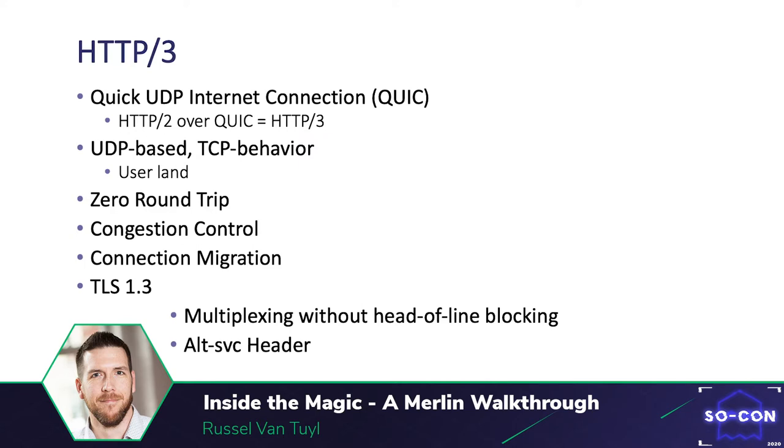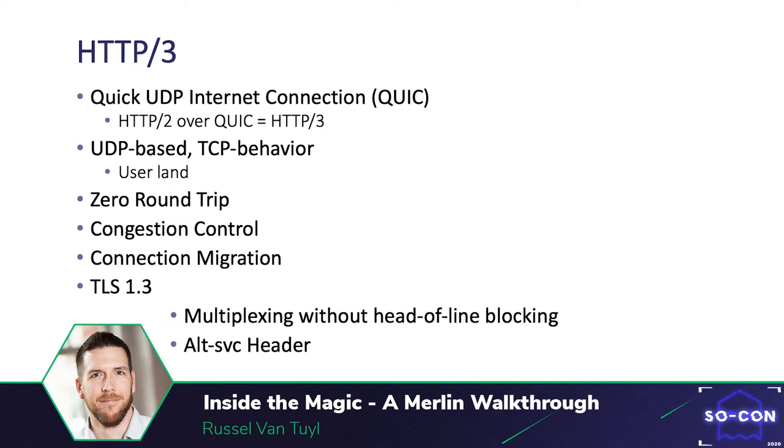Let's take a quick look at HTTP 3. So QUIC, or QUIC UDP Internet Connection, is a UDP-based protocol. QUIC can transport many other protocols on it, not just HTTP 2, but that is the one that was primarily being used. During some conversations, it was decided that it was best to name this version of HTTP over QUIC simply HTTP 3. What's interesting about QUIC is that it's UDP-based, but acts like TCP. And it does this in user land space, which is a part of the application that the application can control, unlike the kernel space for TCP.